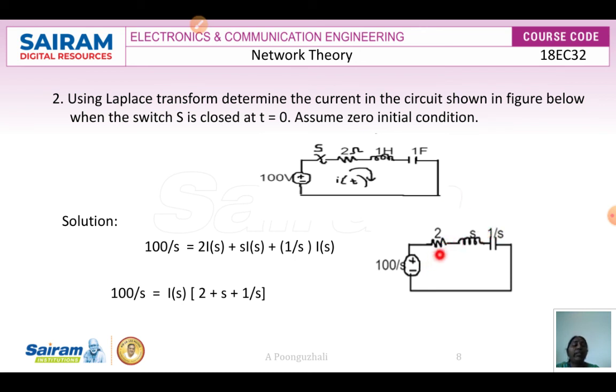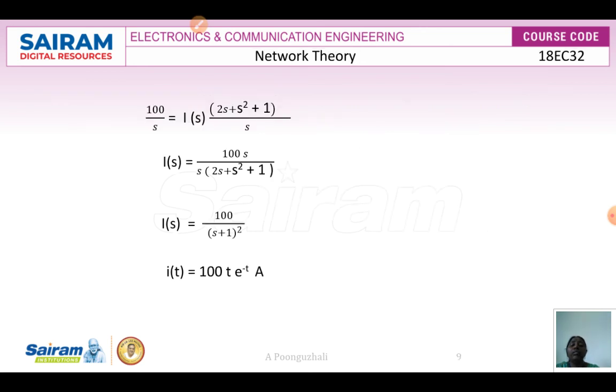Now I'll write my KVL equation. The KVL equation is 100 by s is equivalent to 2 into I(s), the current through this being I(s), plus s into I(s) plus 1 by s into I(s). So here I can take I(s) outside. My expression is going to be I(s) into 2 plus s plus 1 by s. So 100 by s is equivalent to I(s) into, if I take the LCM, 2s plus s square plus 1, all over s.